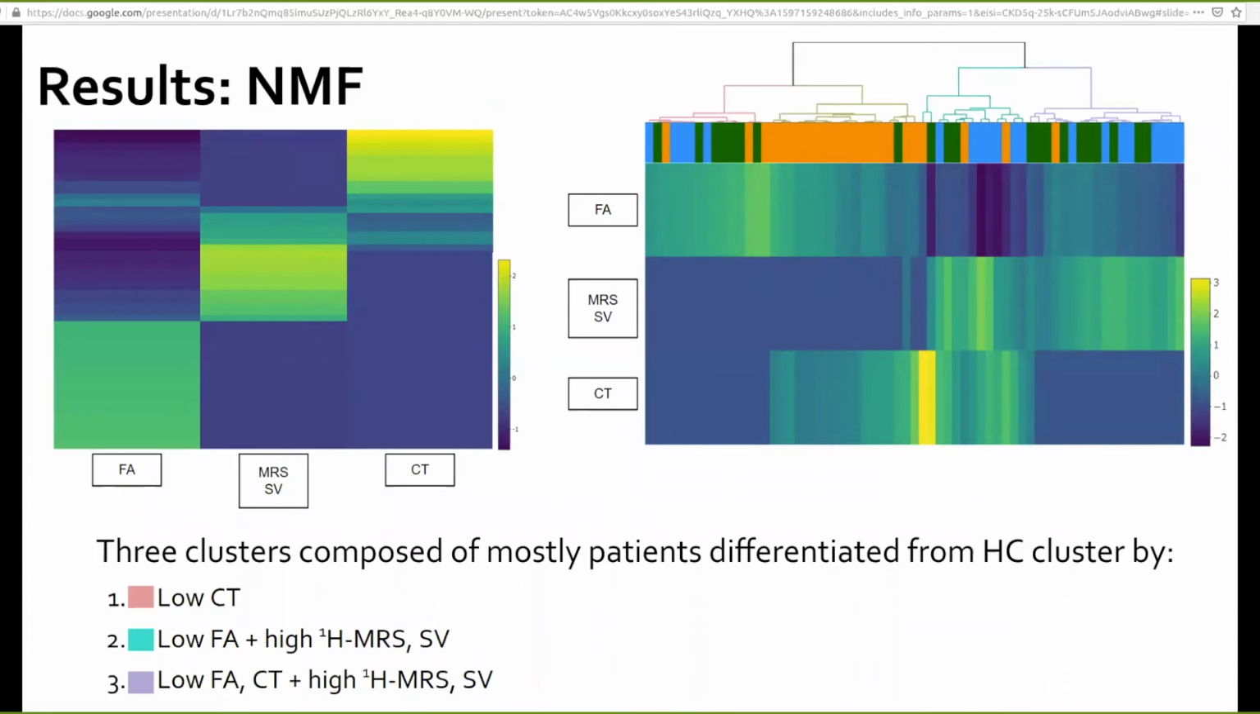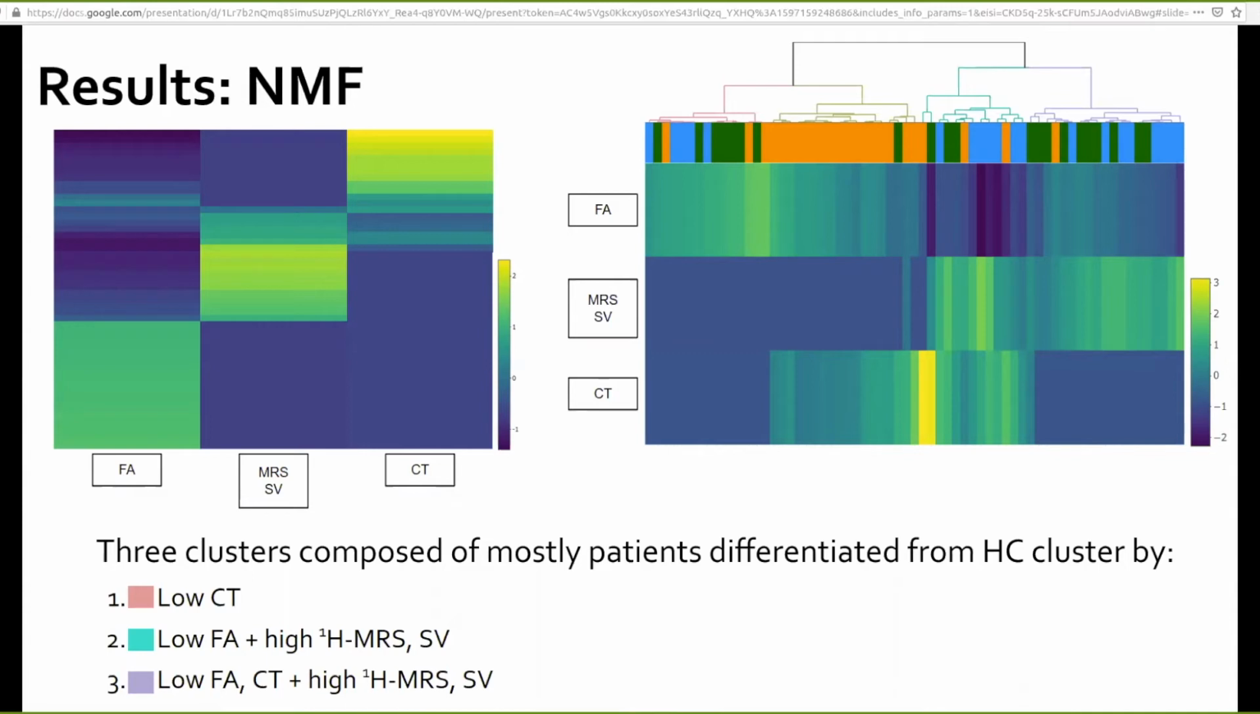Now looking at these output matrices together, we see that the weight matrix on the right-hand side reveals a cluster composed mostly of healthy controls. That's a gold cluster with mostly orange in the first row. And this cluster is characterized by high FA, high CT, low MRS measures, and low structure volumes.